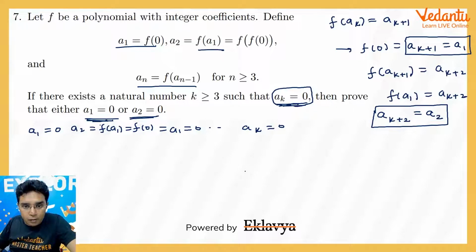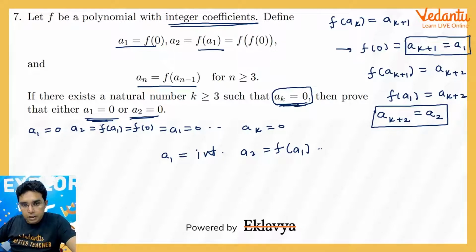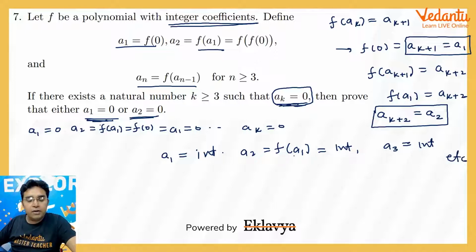My next step here would be, first I will prove that because this function f has all integer coefficients, this a1 is just f of 0, that is the constant term, so it will be an integer. Now a2, which is the value of this polynomial at a1, is an integer with integer coefficients, so this will also be an integer. So this way I can say a3 is also an integer, and so on. All these a1, a2 up to an, they all will be integers. Now what is the implication of this?